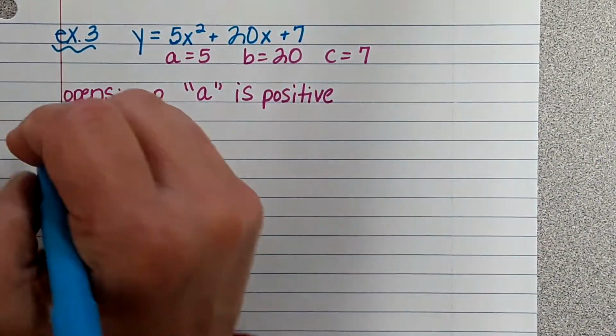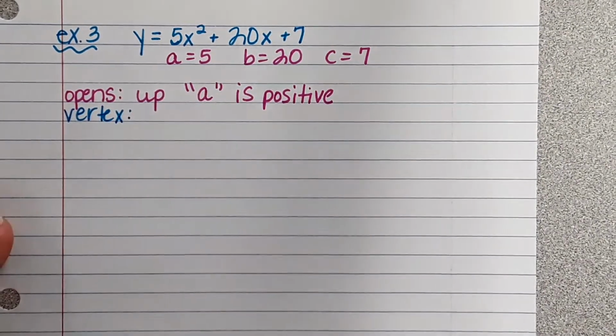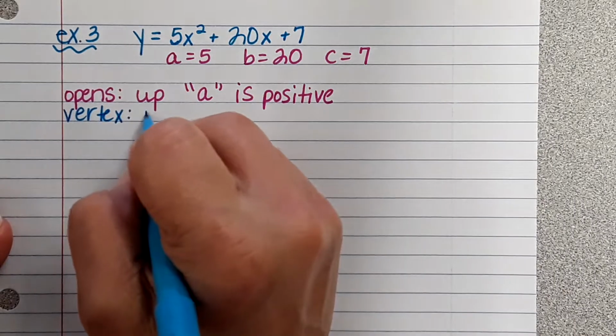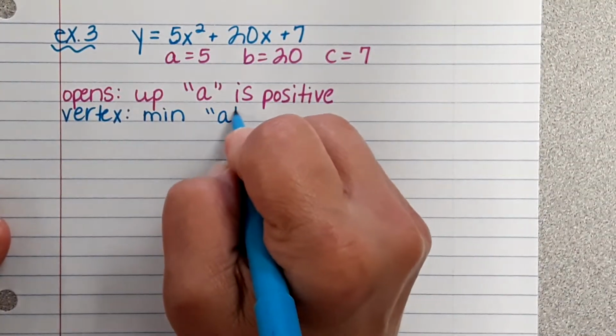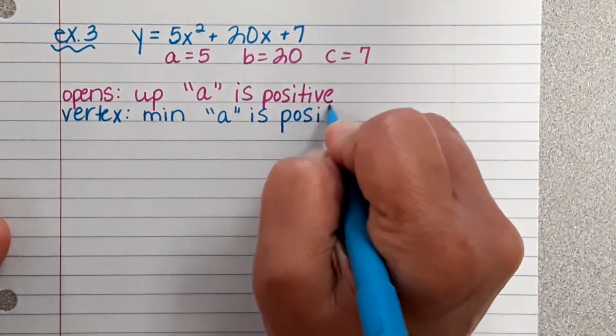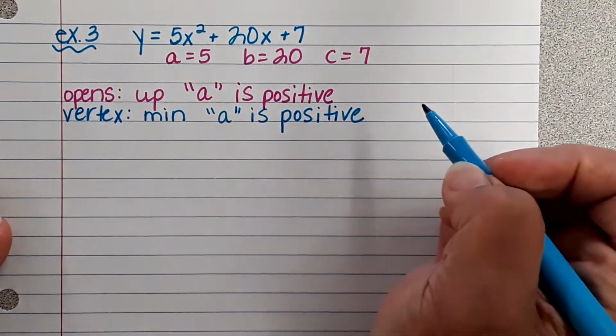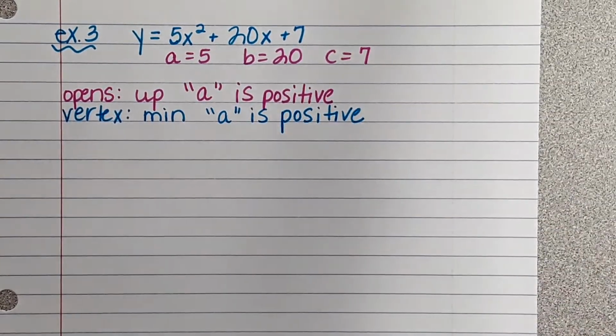Okay, what is my vertex? It's the minimum point. Why? Because A is positive. What is another reason that you could put because that makes it the minimum point? Because it opens up. So for your vertex being the minimum, I would accept A is positive or because the parabola opens up.